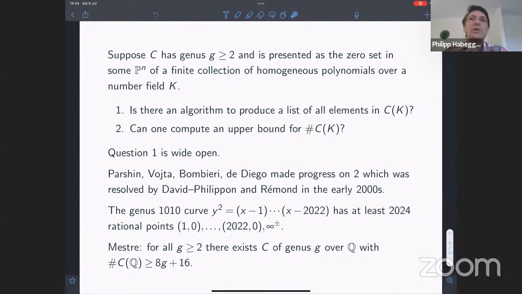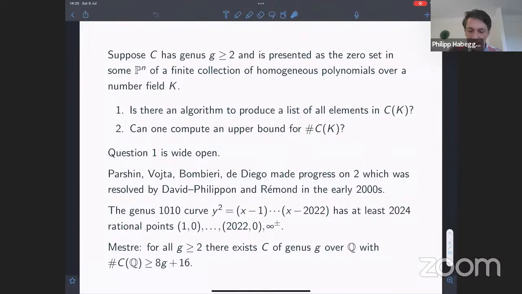And then the culmination was the result of David, Philippon and Rémond in the early 2000s, who gave a completely explicit upper bound for the number of K points in terms of various invariants of the curve and also the Jacobian of the curve. I'm not going to write down the explicit version, but there is one. You can ask yourself what kind of invariants we need to get an upper bound for the number of K points. If you look at this genus 1010 curve given by y squared equals this polynomial of degree 2022, well, there's a suitable projective model that makes this a genus 1010 curve.